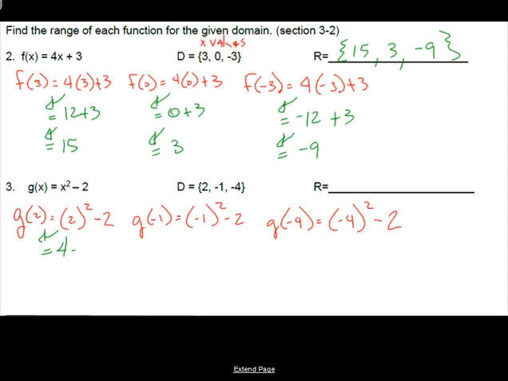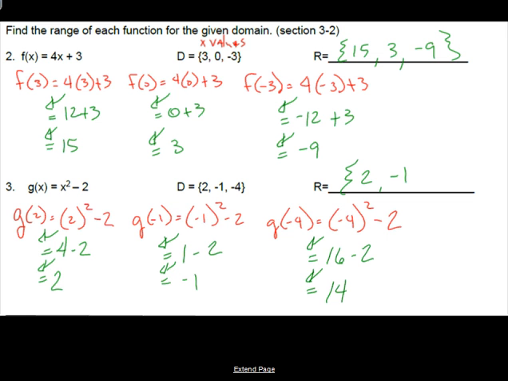This one will be 4 minus 2, and 4 minus 2 is 2. This next one, negative 1 squared is 1, and 1 minus 2 is negative 1. Here, negative 4 squared is 16 minus 2, and 16 minus 2 is 14.